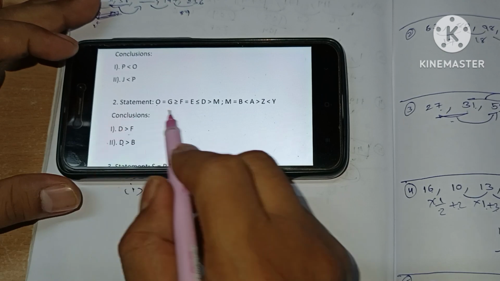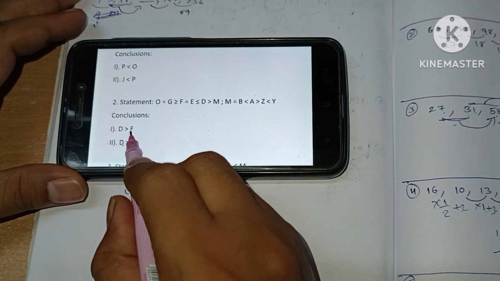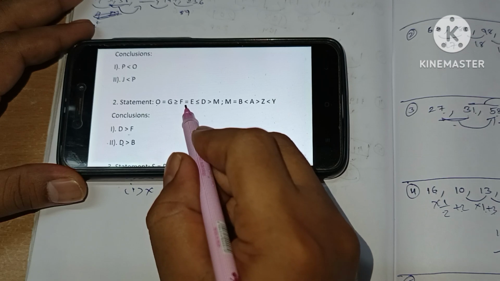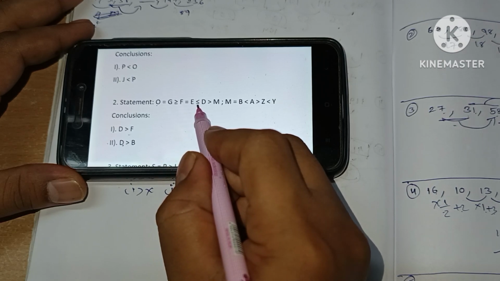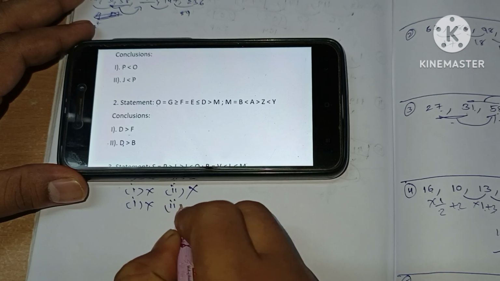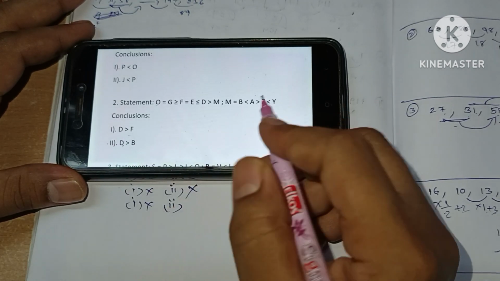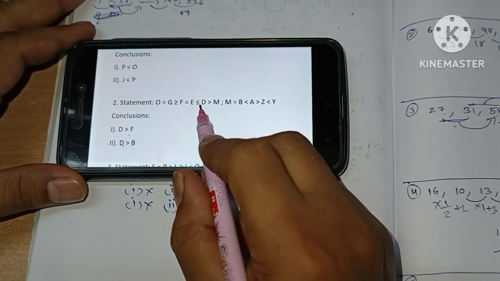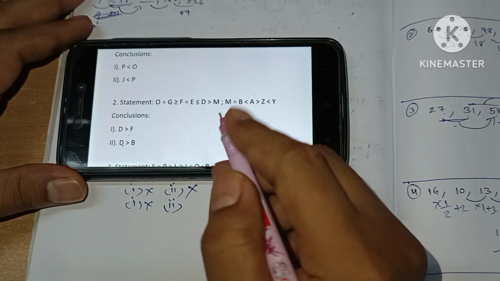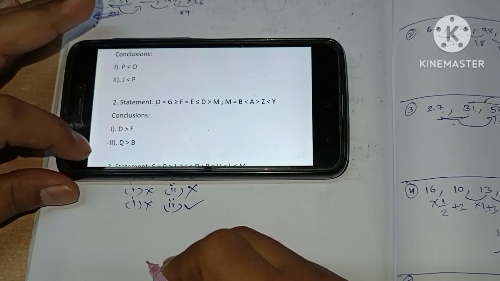Second question, the flow from D to F. From D we can reach to F, but there is equal to also in between them. So first conclusion will be false. Second conclusion, the flow from D to B. From D we can reach to M. From M we can reach to B. So second conclusion is true.